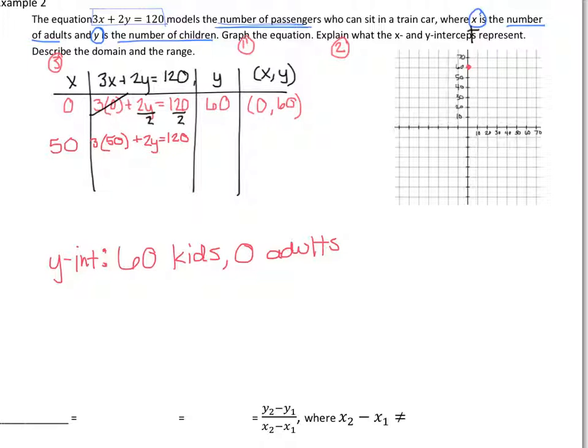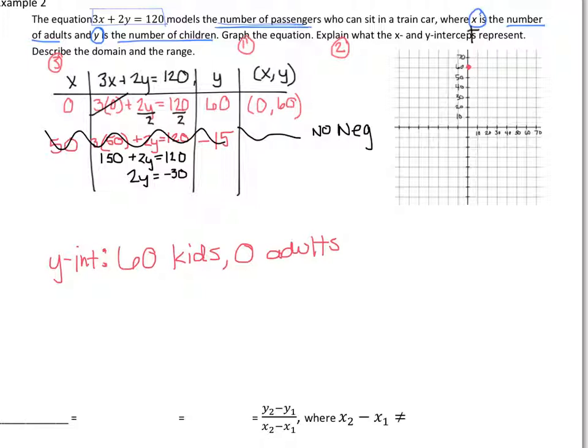So that's 150 plus 2y equals 120. That's like negative 30 divided by 2. So this is interesting: y is negative 15. What does y represent? Adults. Can we have negative adults? No. So we need to pick a different number.